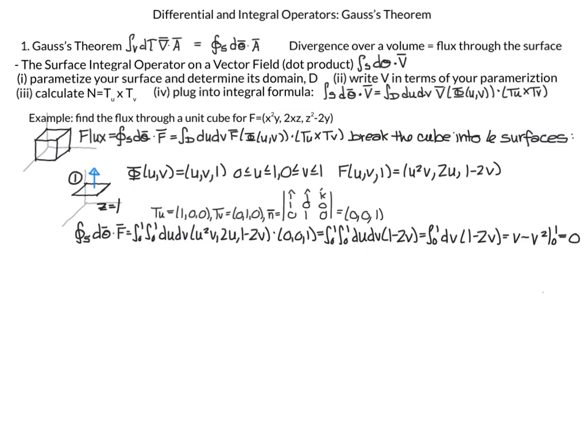I take the integral with respect to u first. So I still have my dv. With respect to u, I guess I would add a factor of u, integrate between 0 and 1, I get 1. So I'm left with the integral from 0 to 1 dv of 1 minus 2v. When I integrate this with respect to v, I get v minus v squared evaluated at 0 and 1, and that will give me 0, because I have 1 minus 1 is 0.